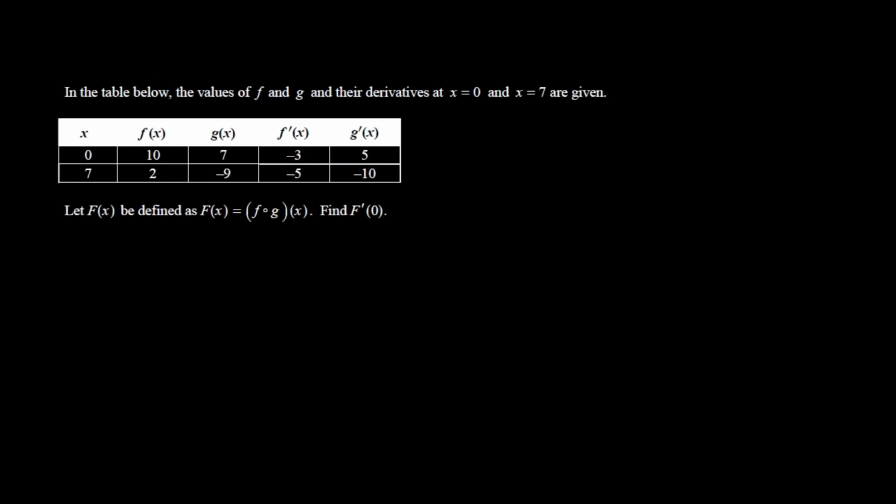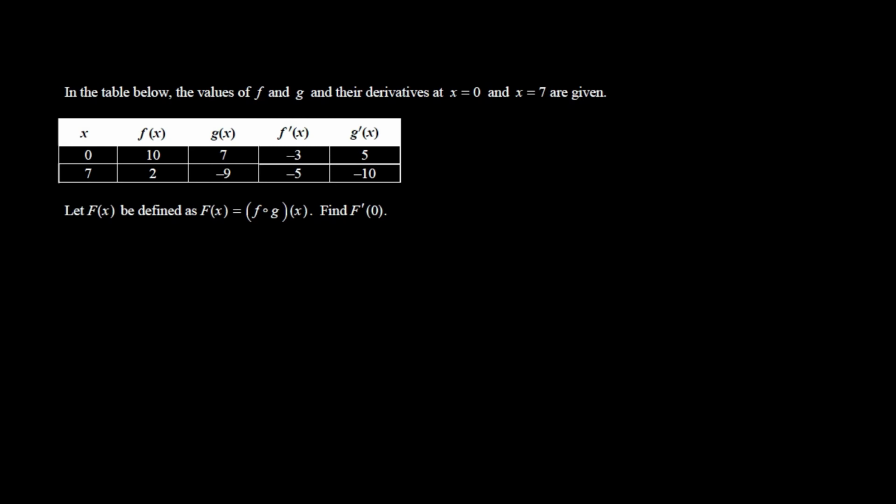Okay, in our second and last example here, we have a table chock full of numbers. We're given function values and derivative of those two functions values at x equals 0 and x equals 7. So before we worry about that too much, let's make sure we're clear on what we're being asked to find.